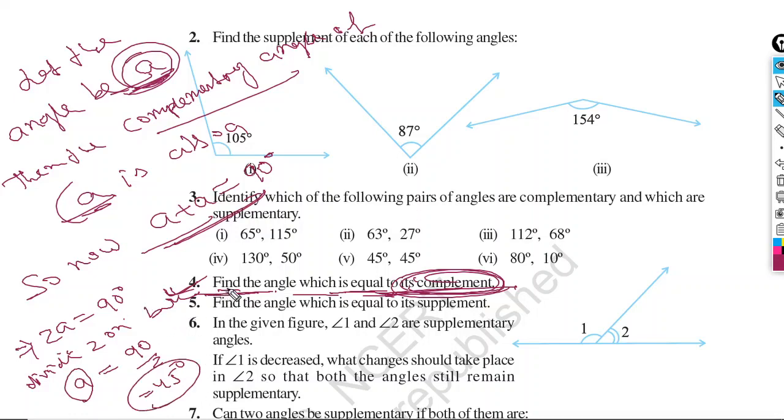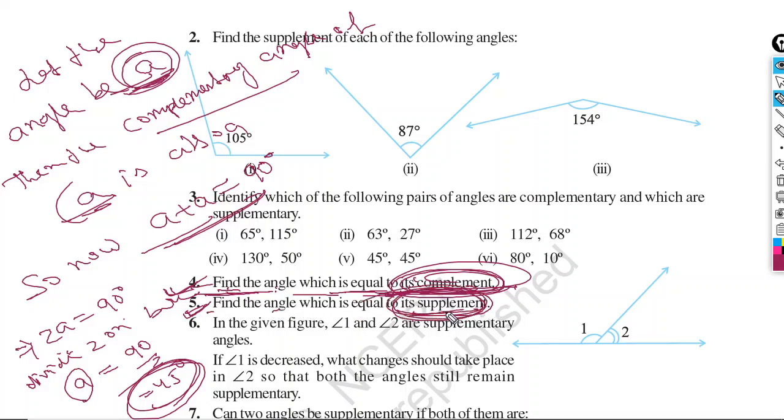The question is saying find the angle which is equal to its complement. So who is that angle? The angle is 45. Again, question number 5 is the same as question number 4. It is saying find the angle which is equal to its supplement.